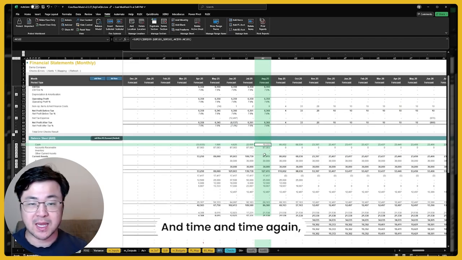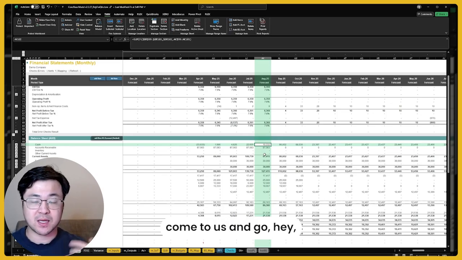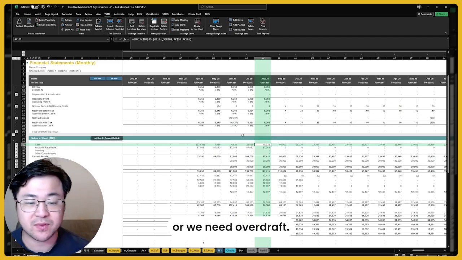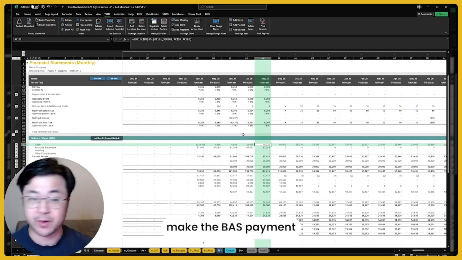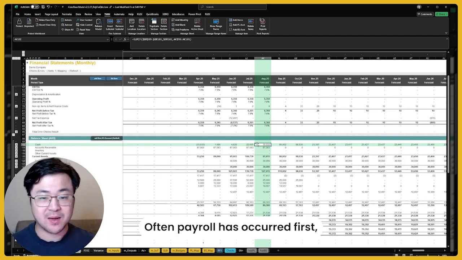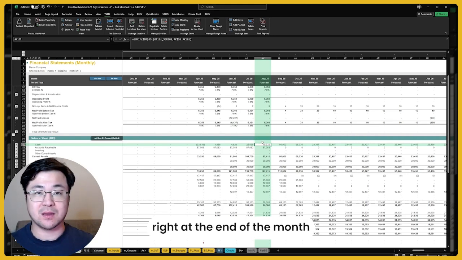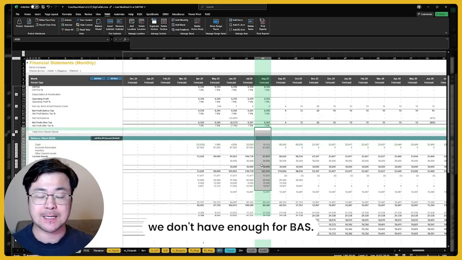And time and again, this is what would happen, and we would have businesses come to us and go, hey, we need a payment plan, or we need an overdraft. We need to overdraw our account so we can make the BAS payment, or we can make payroll, whichever's come first. Often payroll has occurred first, and BAS lodgement occurs right at the end of the month, where people realize and they go, oh, we don't have enough for BAS.